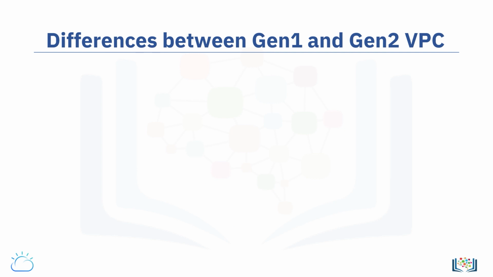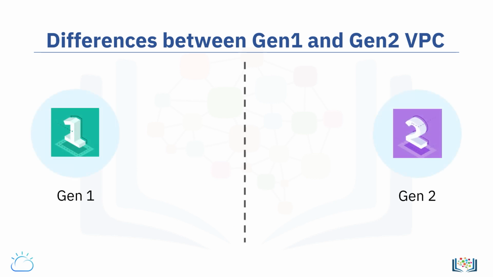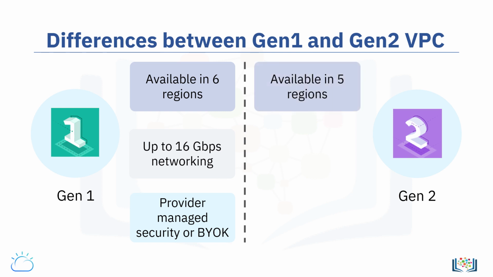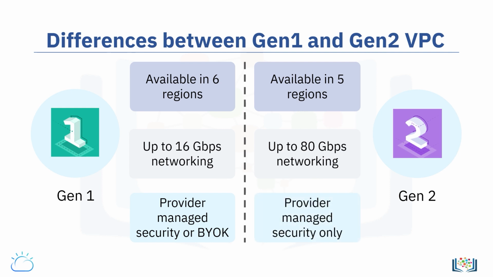It's worth noting that right now there are two generation VPC options on IBM Cloud, Generation 1 and Generation 2. Generation 1 is available in all 6 regions. You have up to 16 gigabits per second networking. With Generation 2, it's available in 5 regions, and you can get networking speeds of up to 80 gigabits per second. Currently, there is only support for provider-managed security.